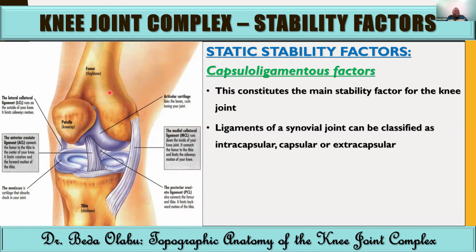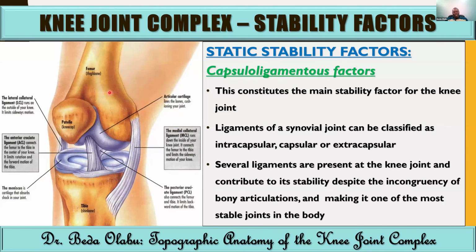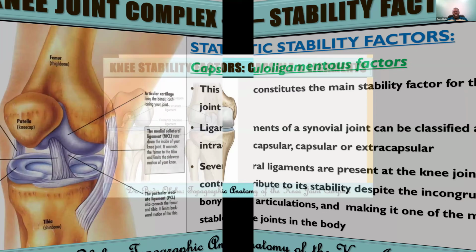Ligaments of a synovial joint can be classified as either intracapsular, capsular, or extracapsular. And the knee joint has all these types of ligaments actually. There are several ligaments present in the knee joint. They contribute to the stability of this joint, making it one of the most stable joints in the body, albeit the fact that the bony configuration is not that important. So let's talk about the ligaments.